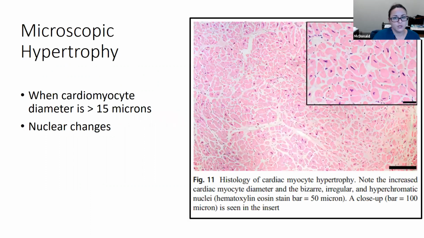Then in this article, they do a nice review of the different patterns of hypertrophy, beginning with the histology. What are the characteristic histologic changes of hypertrophy? So the definition is going to be when a cardiomyocyte diameter is greater than 15 microns. And this is for the most part associated with nuclear changes, including enlargement, bizarre shapes, irregularity, and hyperchromasia.